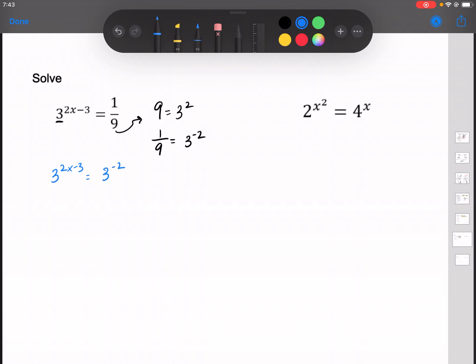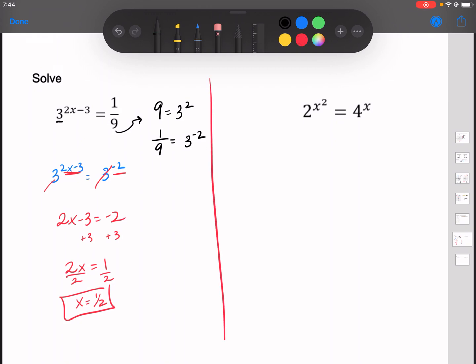Once the bases are the same, you actually can just get rid of them and just go ahead and say 2x minus 3 equals negative 2. So I'm just taking the exponents, and then I'm going to solve that. So add 3 to both sides, and then I'll divide by 2. And there's your answer. x just is 1/2.